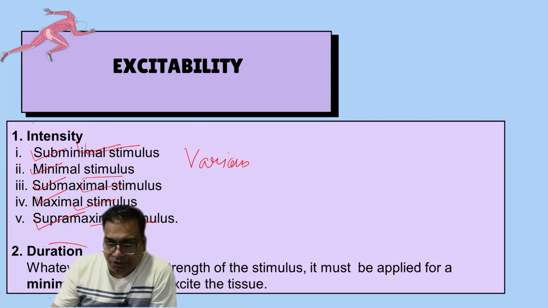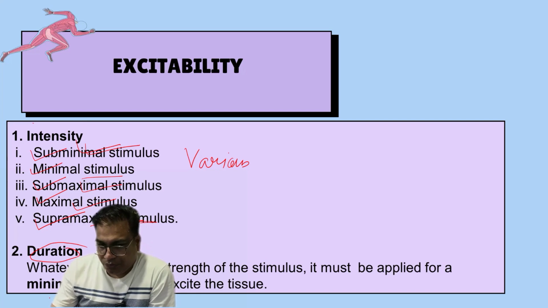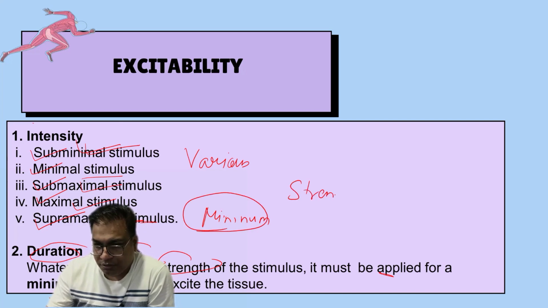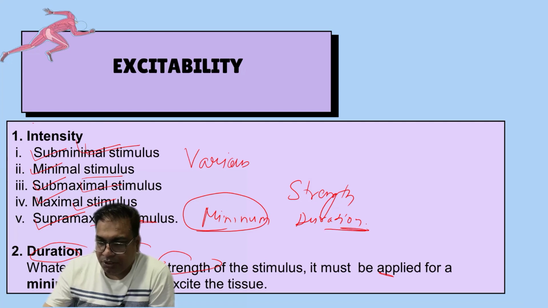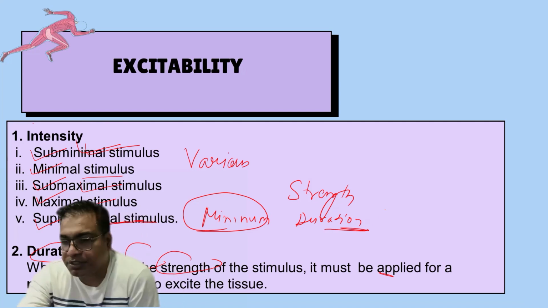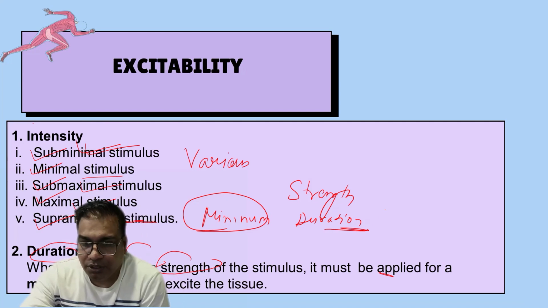Now come to the second property, which is the duration. Whatever may be the strength of the stimulus, it must be applied for some minimum duration. This minimum duration is also required. Not only strength, but duration, minimum duration is also required for excitation of nerve or muscle cells. So these are the two important properties of stimulus which show excitation in nerves and muscle cells.